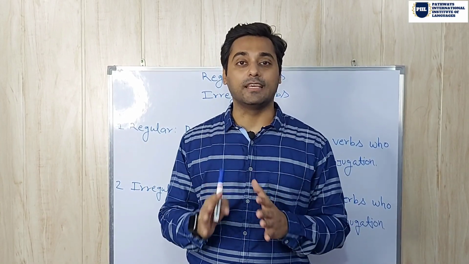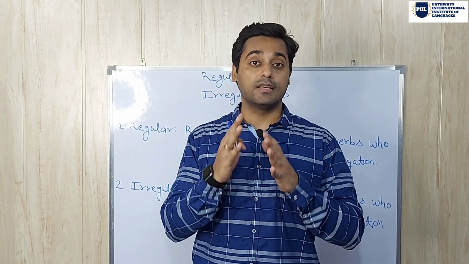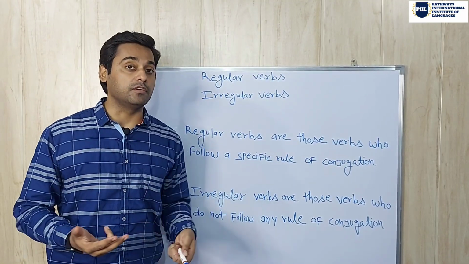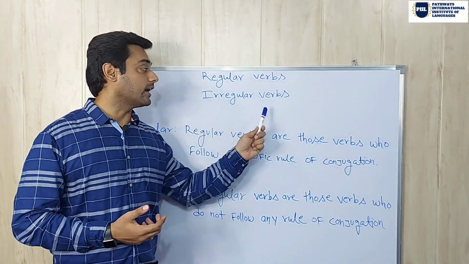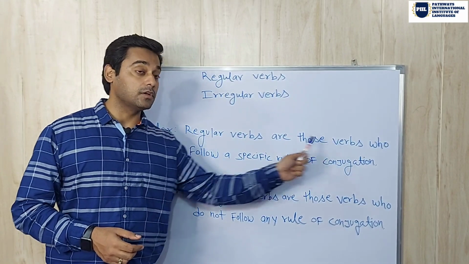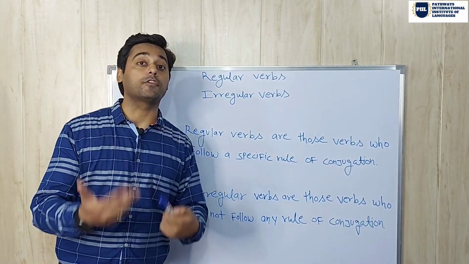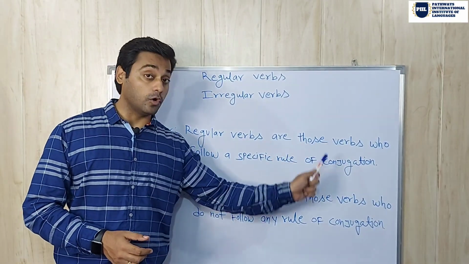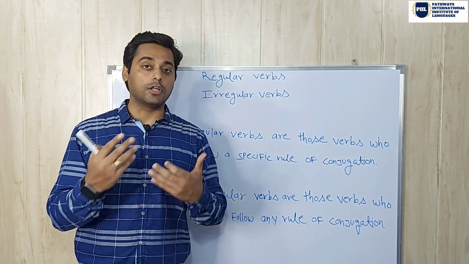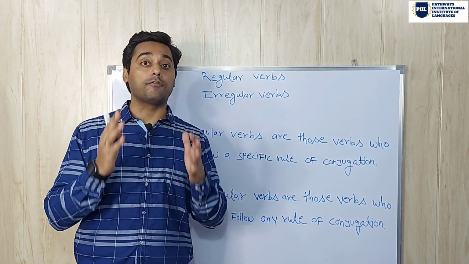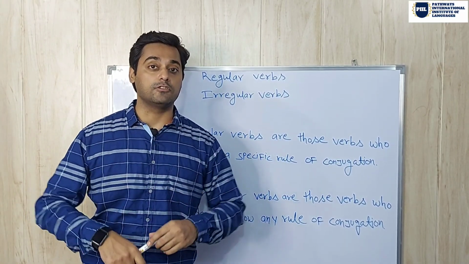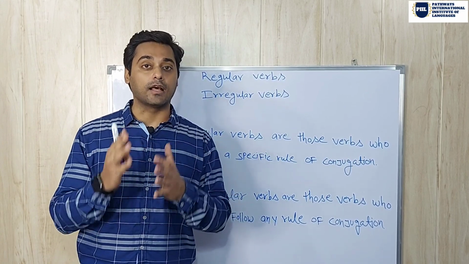The first and foremost thing you need to understand in French verbs is that there are two types of verbs in French: regular verbs and irregular verbs. Now what are regular verbs? Regular verbs are those verbs that follow a specific rule of conjugation. That means if you know the rule of conjugating regular French verbs, then you can easily conjugate all the regular verbs in French.